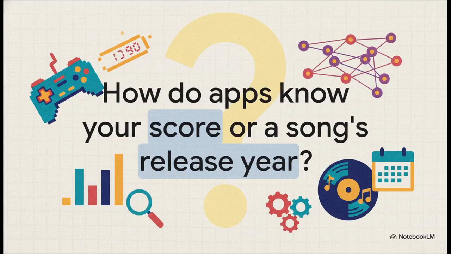I mean, really think about it. How does an app just know your exact score, down to the last point? Or sort your music perfectly by year? Or even figure out how many days are left until a deadline? It honestly feels a bit like magic, doesn't it? But it's not. It's actually a set of incredibly powerful but simple tools.